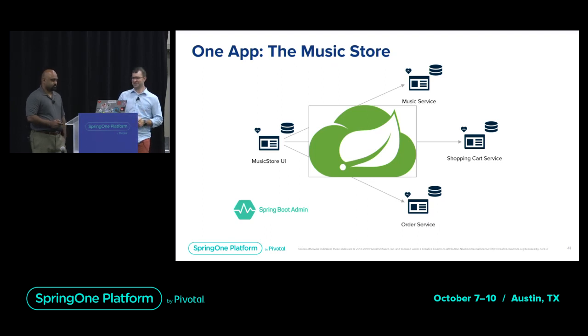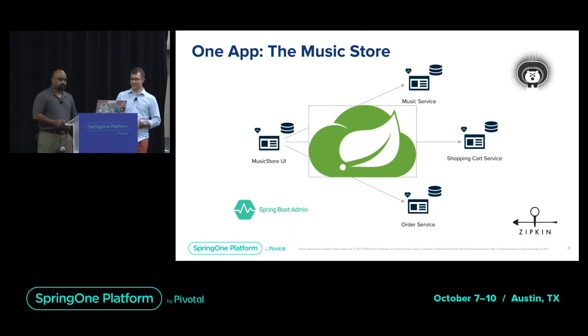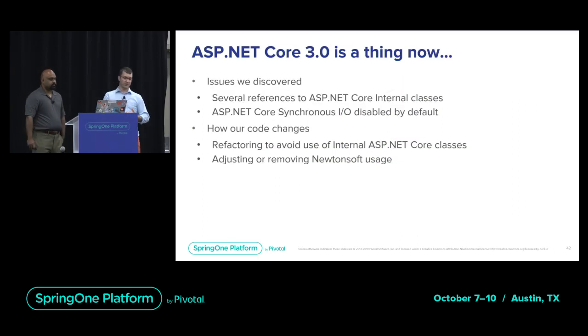Except for tracing. Tracing is still separate, so we have Zipkin for that with support previously added. And of course, this all has Hystrix in it because fault tolerance is a thing. So we tolerate faults via Hystrix. In this process, we also had ASP.NET Core 3.0 released. So we figured now was probably the best time to get started digging in on that.